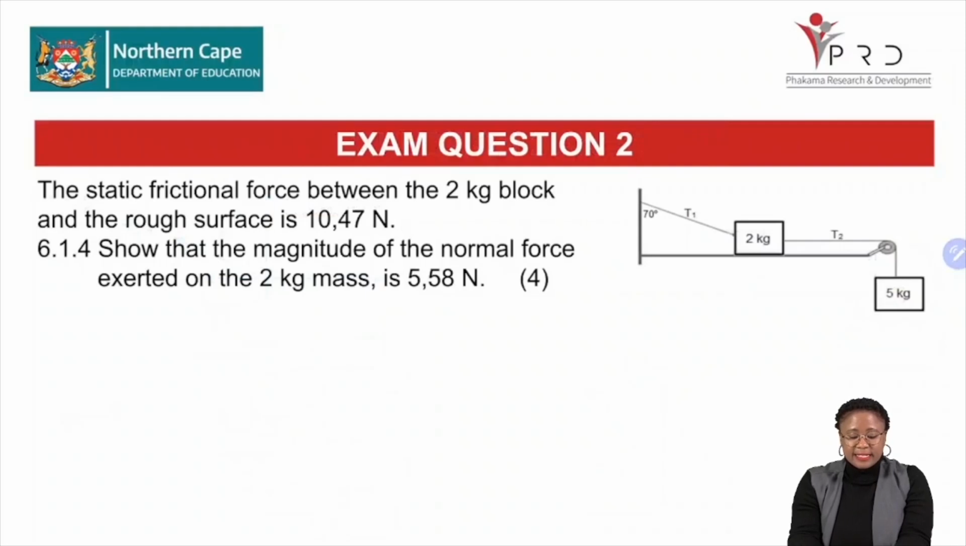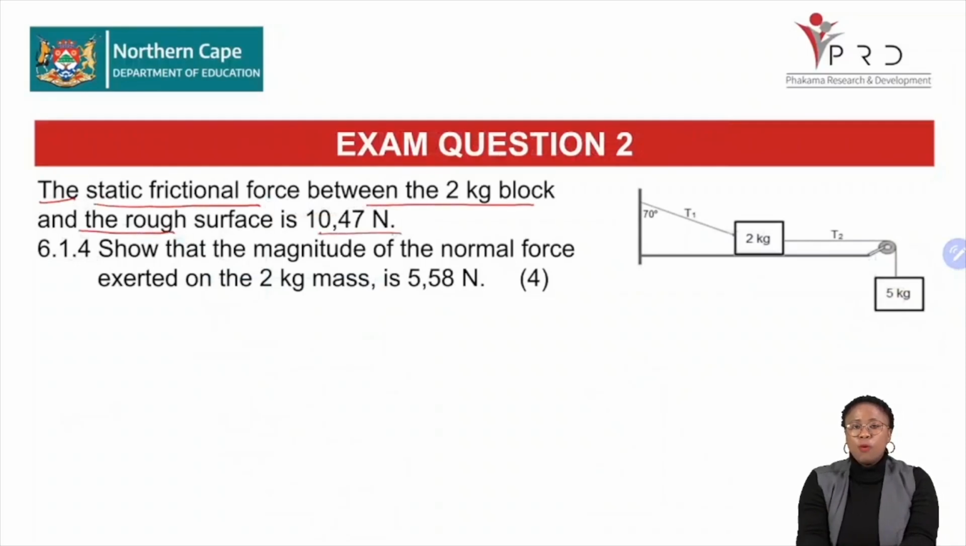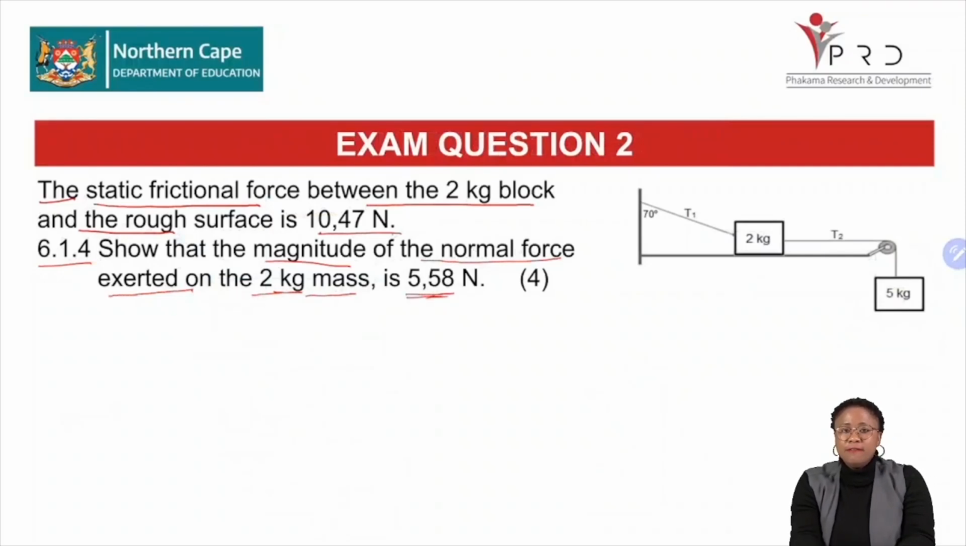Welcome back, guys. Let's see if we can answer this one. It's a continuation of our 6.1.3. We are continuing with 6.1.4. It says that the static friction force between the 2 kg block and the rough surface is 10.47 newtons. Then they say to us, show that the magnitude of the normal force exerted on the 2 kg mass is 5.58 newtons. So they want us to prove that the normal force is equal to 5.58 newtons.